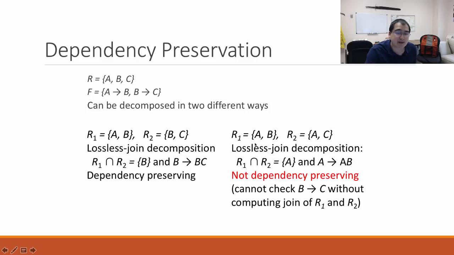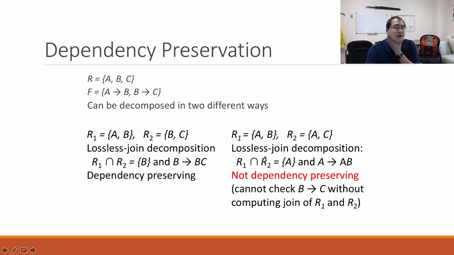Okay, so once again, this is still a lossless join decomposition. This is a valid Boyce-Codd normal form decomposition. However, when I take the intersection of R2, which is A, and then I try to go from A to AB, I can do that. But however, I can't check B to C without computing the join of R1 and R2 because none of our relations have B and C in the same relation.